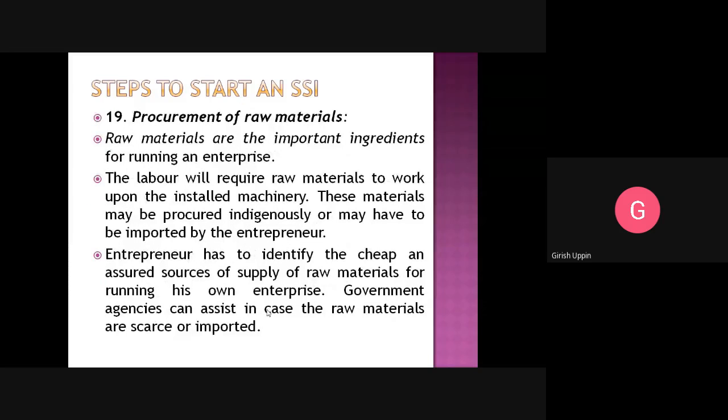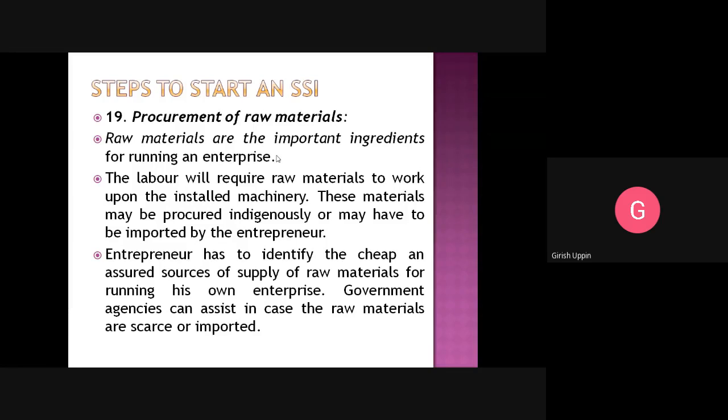Procurement of raw materials. Now you have all the machinery installed, you have the human resources to work upon those, then you have to procure the raw materials. Okay. Raw materials are the important ingredients for running an enterprise. So without raw materials, basically we cannot do anything. The ultimate job is to convert that raw material into the end product. So raw material is very essential.